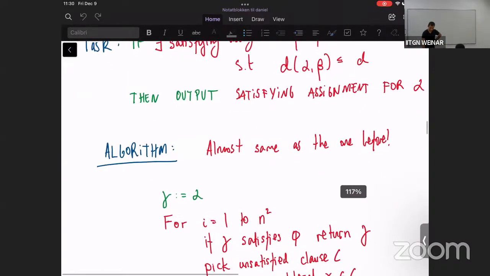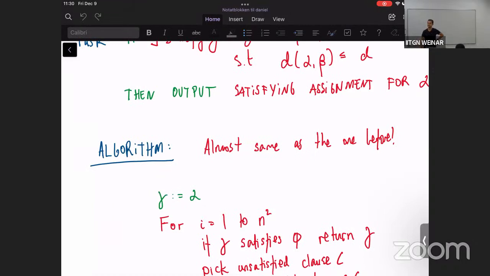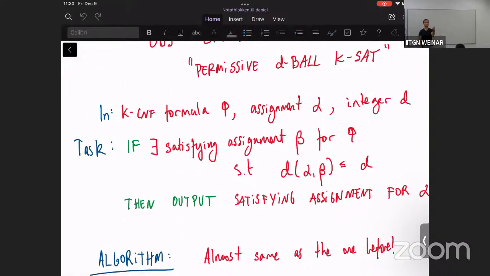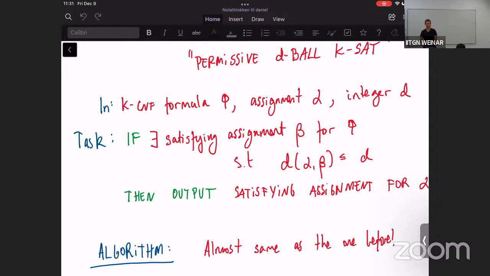So the algorithm for this permissive ball sat version is pretty much exactly the same as before. In normal ball sat, I give you an assignment and I ask, is there a satisfying assignment that is close to the one I started from? Then if the formula is satisfiable, but the satisfying assignment is far away from the one that I give, I should be reporting no. Now for the permissive version, I give you a starting assignment and I say, if there is a satisfying assignment that's close, you should say yes. If there isn't one that is close, you can report anything. In particular, if there is a satisfying assignment that is far away, you can point to it. You're free to output that assignment, but you don't have to. That's why we call it permissive, because we're requiring less of the algorithm than in the other one.